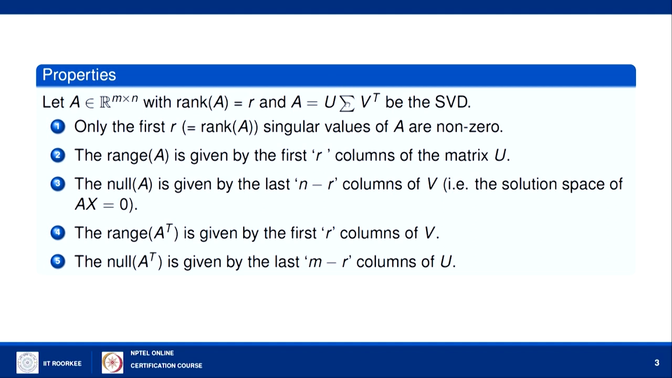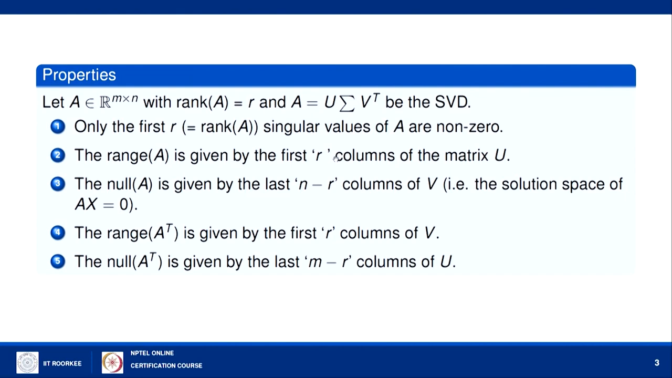What will be the size of matrix U? It will be m by m. So we have m-dimensional vectors, and how many vectors? r vectors, that is the rank of A. Those r m-dimensional vectors, the first r columns of the m by m matrix U, give the range space of A. That is, they form a basis of the range space of A. Similarly, the null space of A is given by the last n minus r columns of V, that is, the solution space of Ax equals 0.